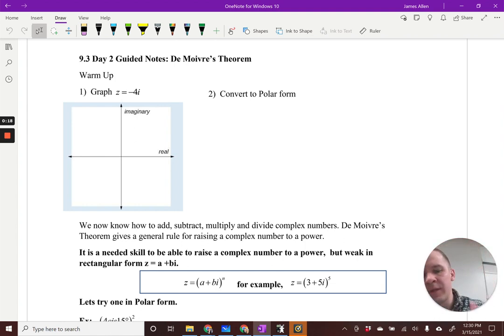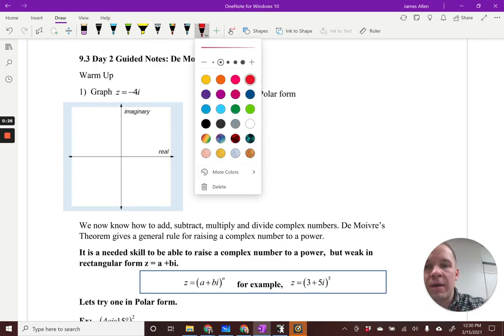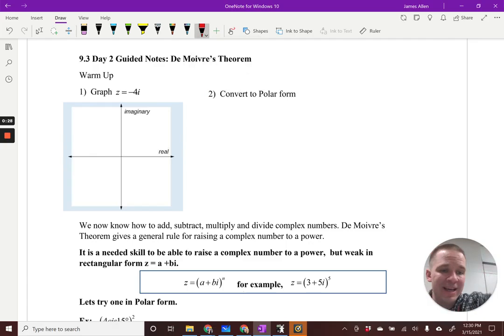Okay, moving on. All right, so a little warm up here. First off, let's graph z equals negative 4i. So negative 4i, that's going to be negative on the imaginary. So we're going to pop down here. That's a 270-degree rotation right there.